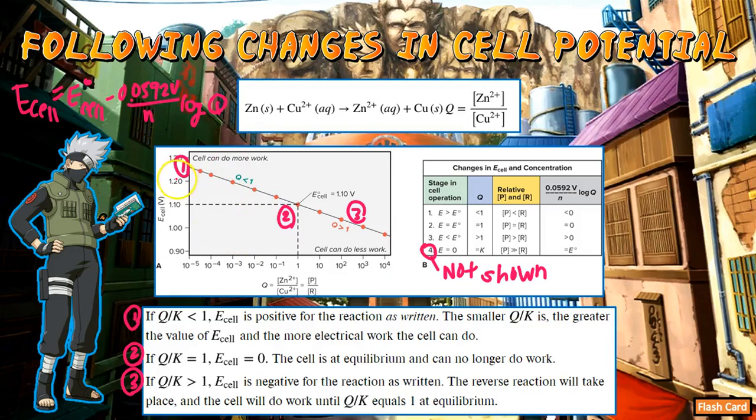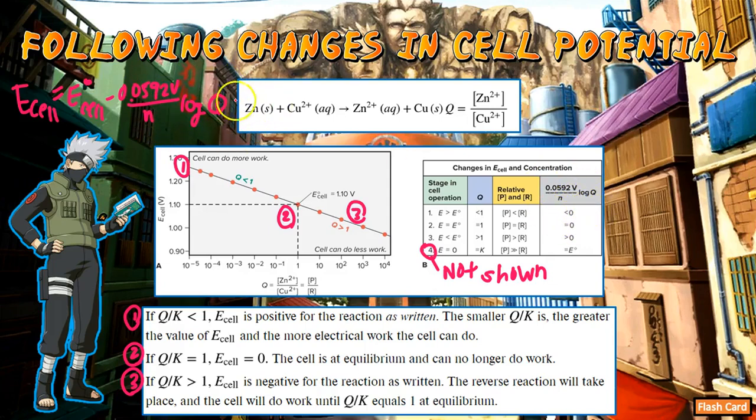Initially, the cell does relatively more work because the concentration of Cu2+ ions is going to be greater than the concentration of Zn2+, meaning our reactants are going to be at a higher concentration than our product. This is going to result in having a Q value that's less than 1. If our Q value is less than 1, then our overall value here, our 0.0592 divided by n, multiplied by our log of Q value, is going to be less than 0.